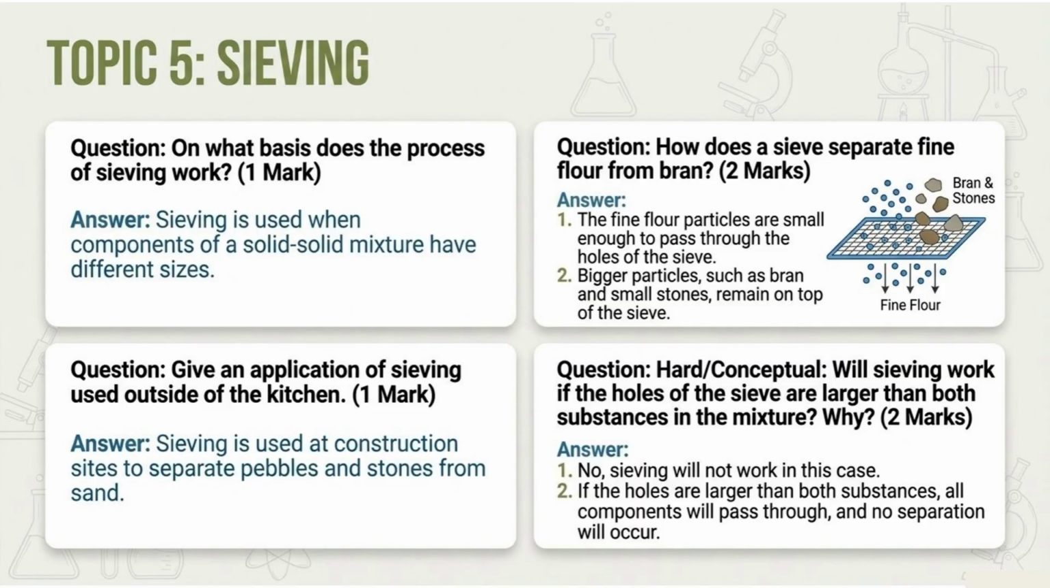Question, give an application of sieving used outside of the kitchen. 1 mark. Answer, sieving is used at construction sites to separate pebbles and stones from sand. Question, hard or conceptual? Will sieving work if the holes of the sieve are larger than both substances in the mixture? Why? 2 marks. No, sieving will not work in this case. If the holes are larger than both substances, all components will pass through and no separation will occur.